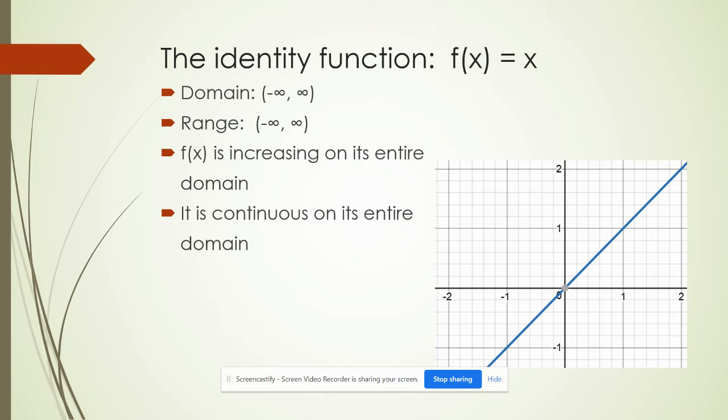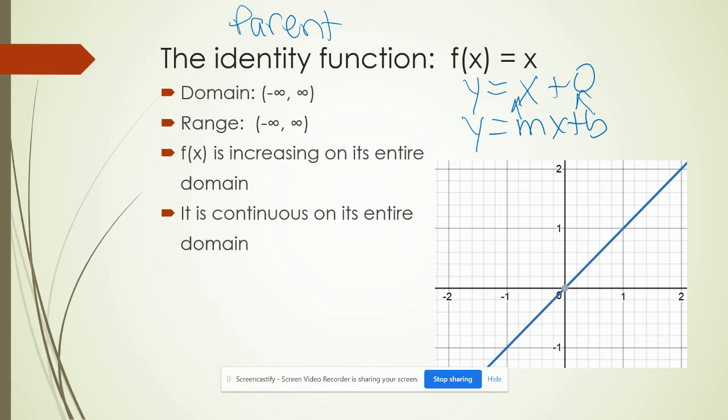Our first parent function that we're going to talk about is the identity function. F of x is equal to x, or y is equal to x. In this case, this is short for y equals mx plus b, where our slope is 1 and our b is 0.